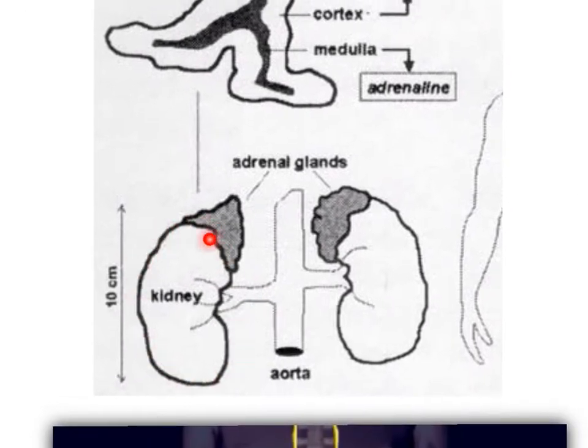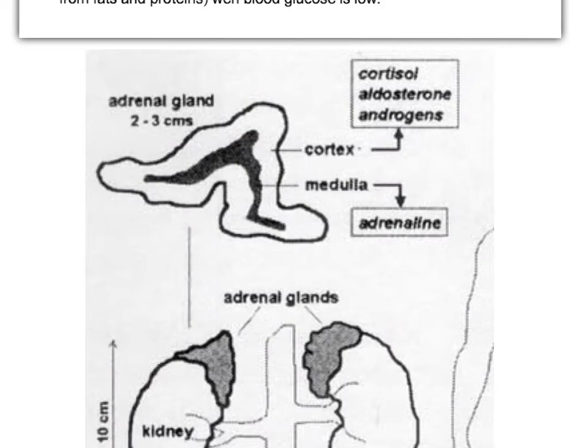Here's the kidney, and the adrenal glands sitting on top of the kidney like little hats, and here is the cross section of an adrenal gland. So that's a cross section of this here, and in the middle we have the medulla, which produces adrenaline, and then around the outside we have the cortex, which produces these corticosteroid hormones, examples of which are a glucocorticoid hormone called cortisol and a mineralocorticoid hormone called aldosterone.